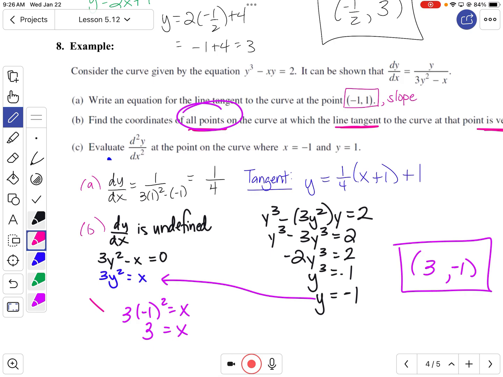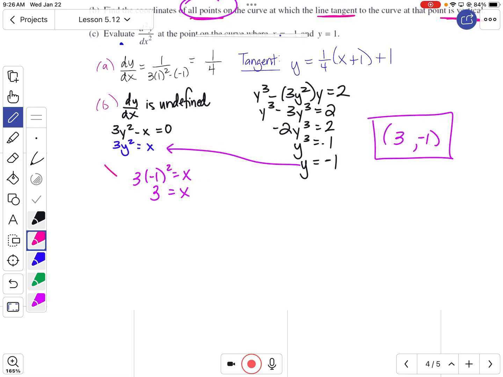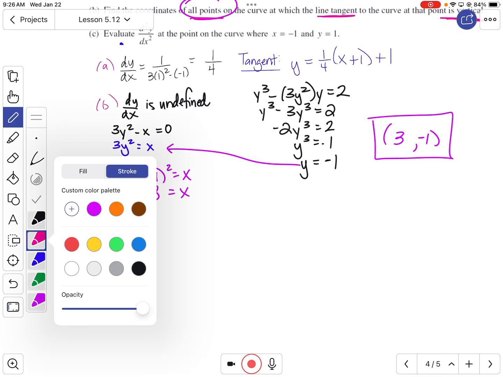Okay. Part C. Evaluate the second derivative at the point on the curve where x equals -1 and y equals 1. So basically all they're asking me to do is take a derivative and plug in some stuff. But it's not going to be easy stuff. All right? So let's do the derivative.